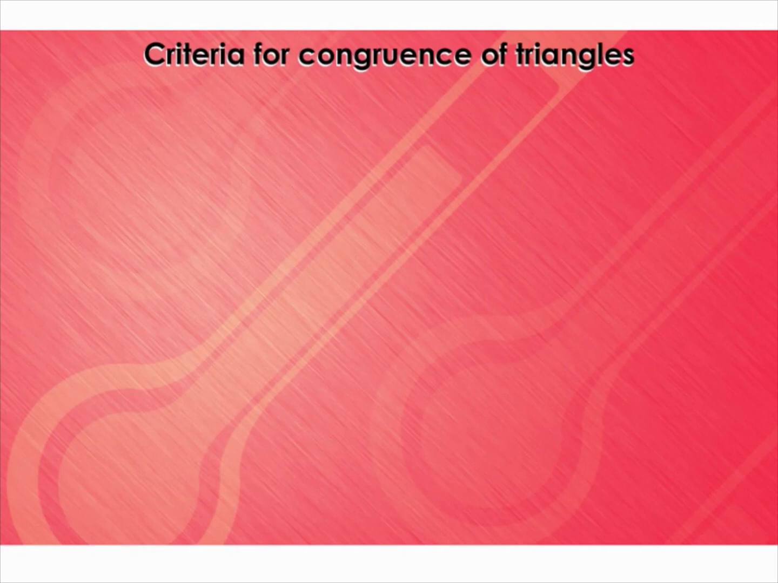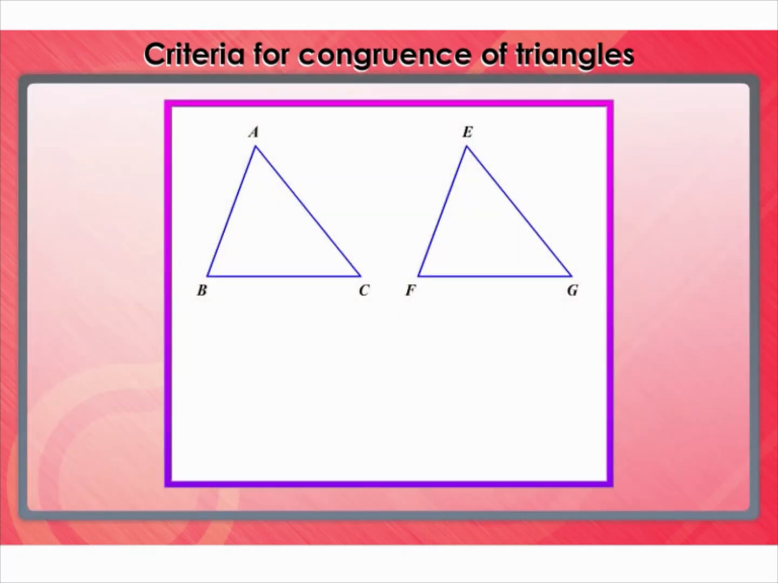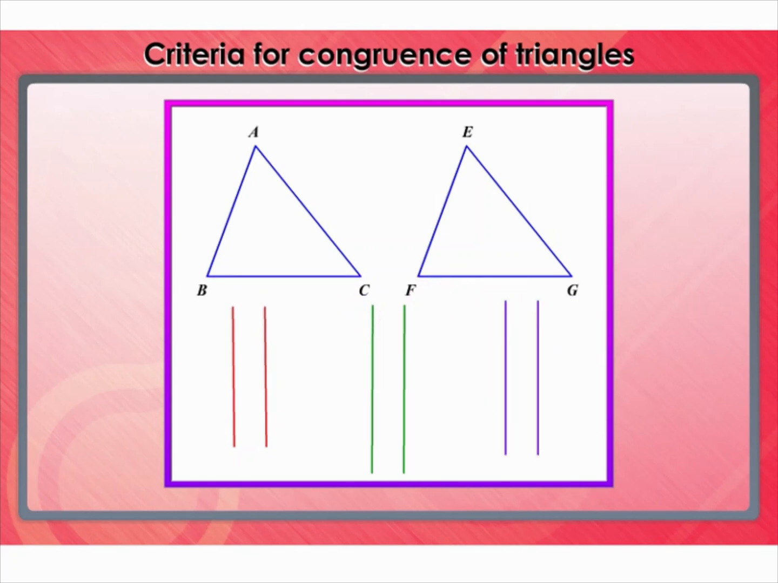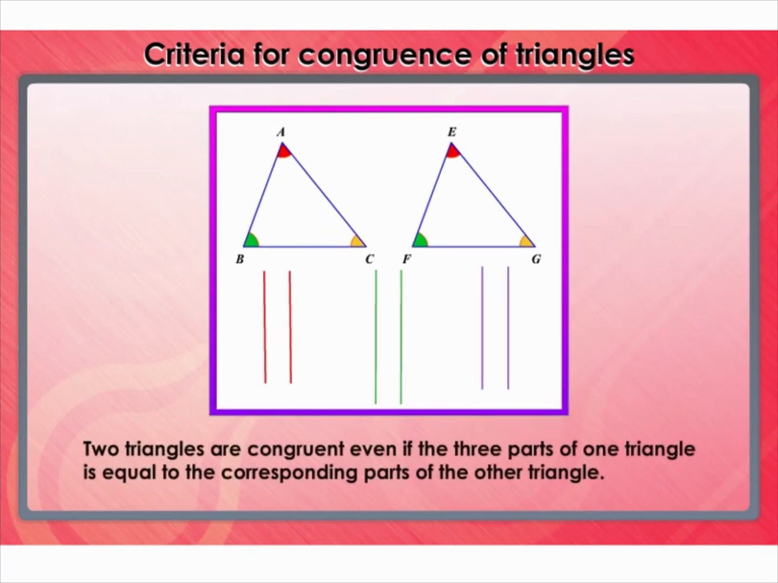Criteria for congruence of triangles. Two triangles are defined congruent based on different criteria. We know that two triangles are congruent if all the six parts of one triangle are equal to the corresponding six parts of the other triangle. We can also prove two triangles are congruent even if three parts of one triangle are equal to the corresponding parts of the other triangle. We'll discuss the basic criteria that state two triangles are congruent.